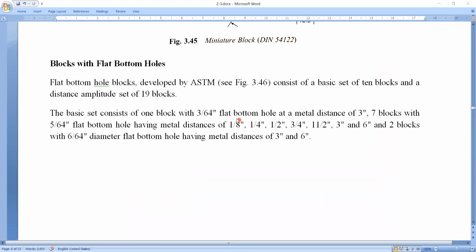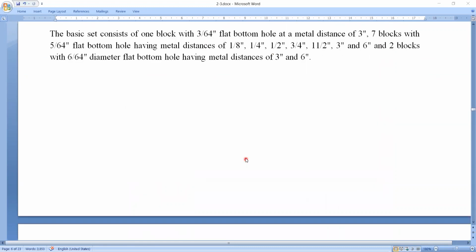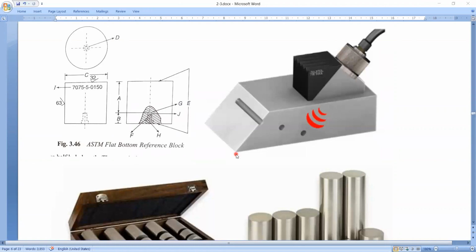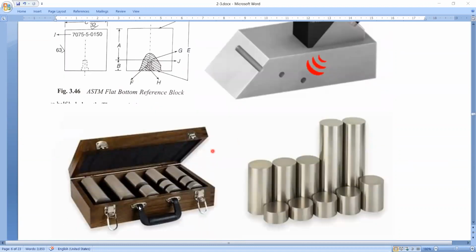We have some standards. These are the generally used blocks in India also. What is the purpose of these blocks? To test the performance of the equipment, we test these blocks with that equipment. Based on the results, by comparing them with references, if there are any deviations, there is a defect in the equipment. We have to modify that equipment.